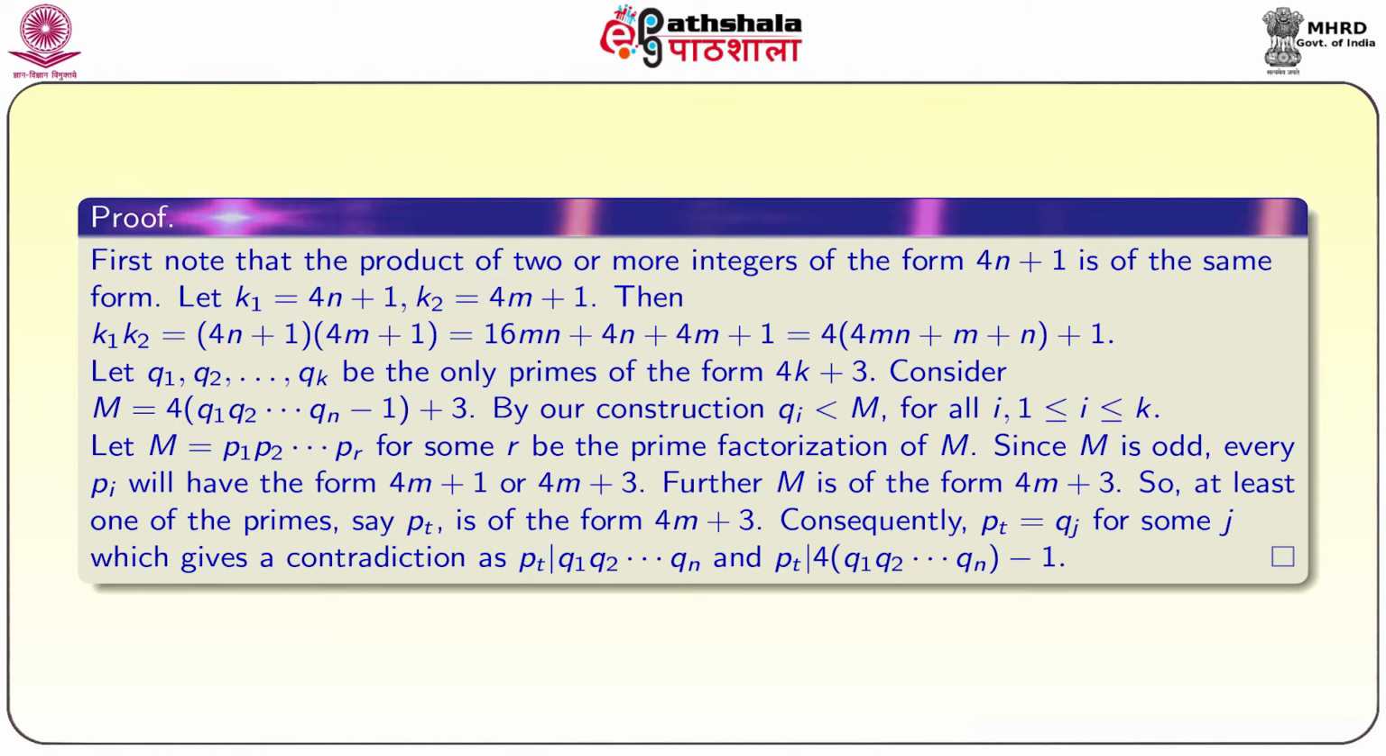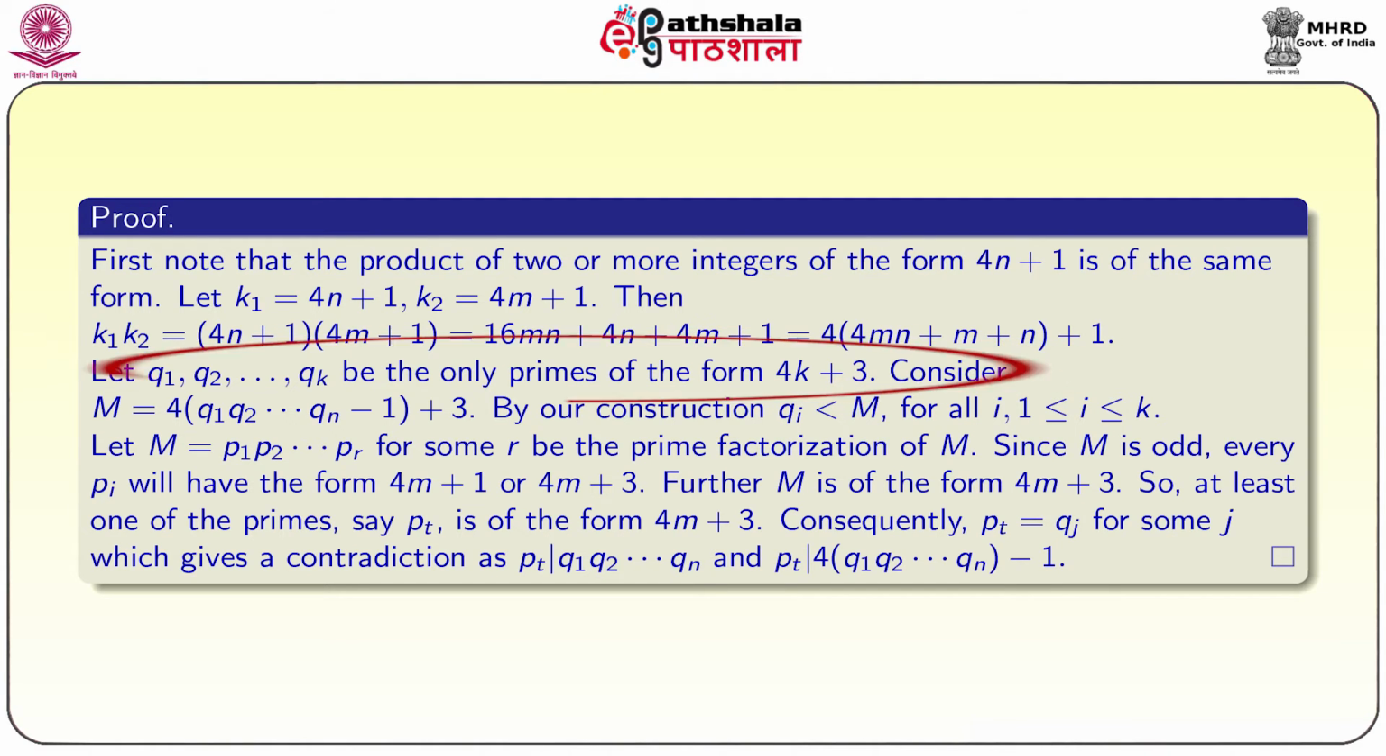First we note that the product of two or more integers of the form 4n plus 1 is of the same form. That is, let k1 equal 4n plus 1 and k2 equal 4m plus 1. Then k1 times k2 equals (4n plus 1) times (4m plus 1), which if you simplify, we get 4 times (4mn plus m plus n) plus 1, that is again of the form 4k plus 1. So, we will use this in the proof.